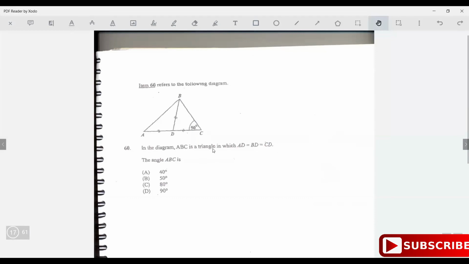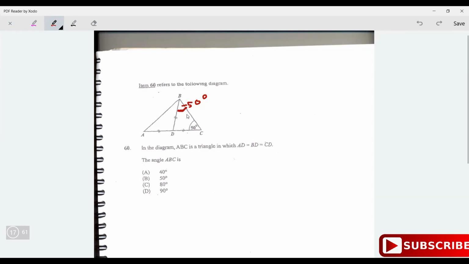In the diagram above, ABC is a triangle in which AD is equal to BD, which is equal to CD. You know this angle ABC. Now, since these two sides are equal, then we know that this angle right here is equal to this angle right here. So this angle is 50. We know this angle is 50. Now that we know this angle is 50, what else do we know? We know that this side over here is equal to this side right here, and this angle right here is equal to this angle right here.